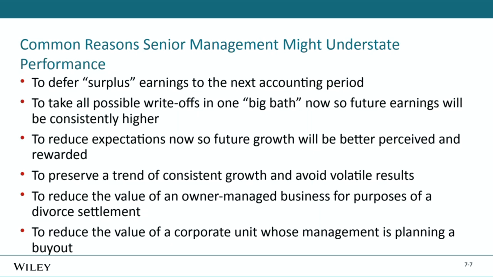Why would senior management understate performance? Again, this kind of goes to what we're talking about. Defer surplus earnings to the next accounting period. So we did really good this year. We might not next year. Let's push things off to the future. To take all possible write-offs in one big bath now, so that your future earnings will look consistently higher. So like take a big loss this year, and then over the next 10 years, we'll be looking good. Okay. Reduce expectations now, so future growth will be better perceived and rewarded. Preserve a trend of consistent growth and avoid volatile results.